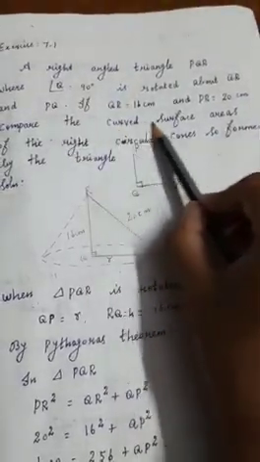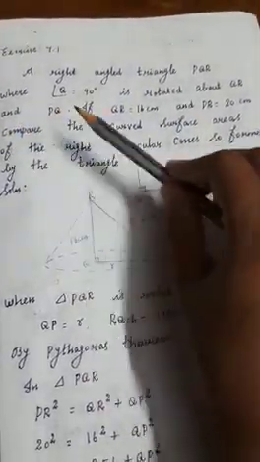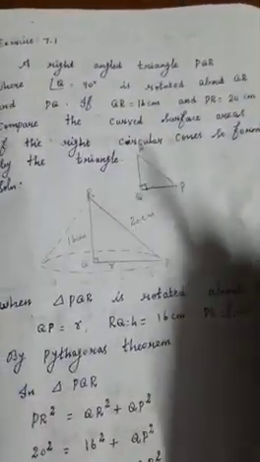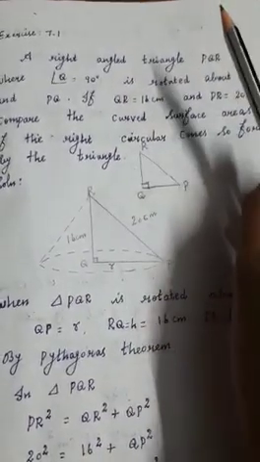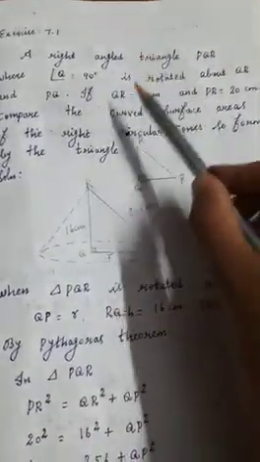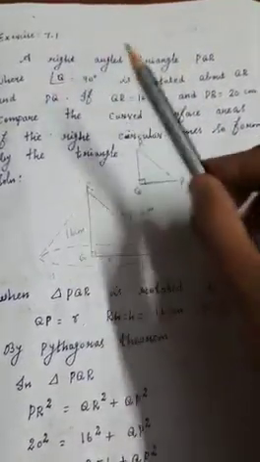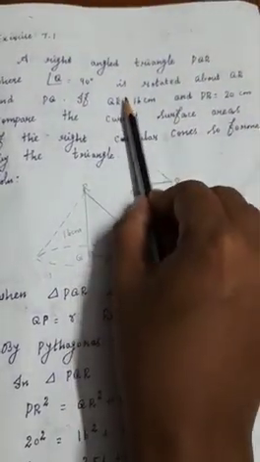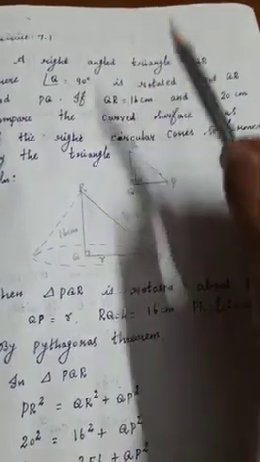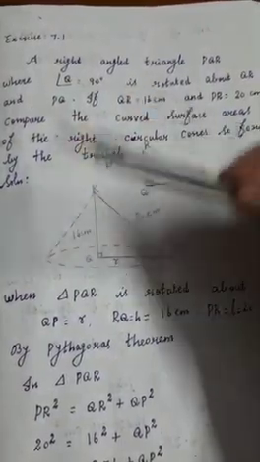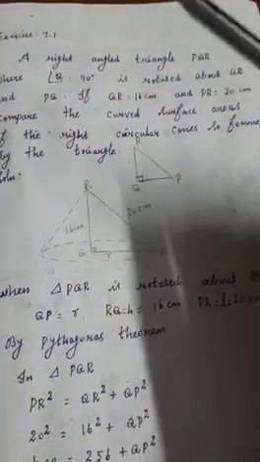So for both cones we need to find the curved surface area and compare the curved surface area of the right circular cones formed by the triangle. Did you understand or not? You have one right angle triangle named PQR, and angle Q is 90 degrees. Already you know that while revolving the right angle triangle we get a cone shape. First, QR as axis, this side; we rotate the triangle and see how the cone forms. Next, PQ as axis, this side; rotating it, another cone shape will form.